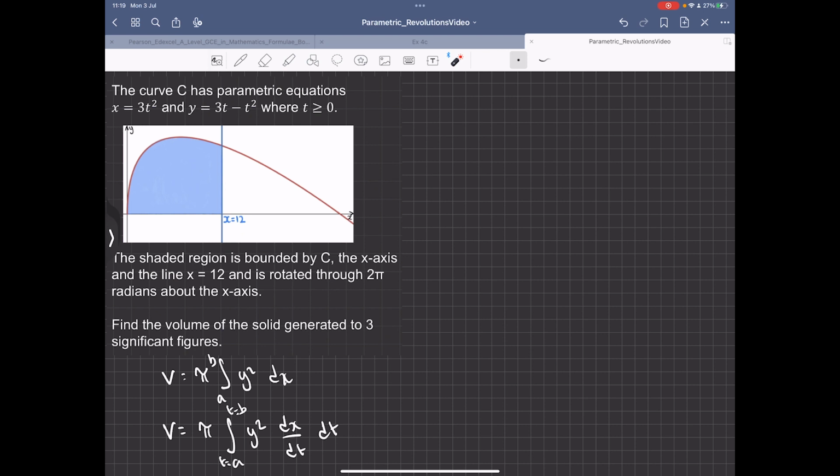So if we look at this example, we've been told that this shaded region is revolved around the x-axis. So there's a couple of things that we need to do. The first thing we need to do is find our limits in terms of t, because this 12 and 0 are given in terms of x. So when x equals 0, we can use this parametric equation for x, and this will be equal to 3t squared. So t will also be equal to 0.